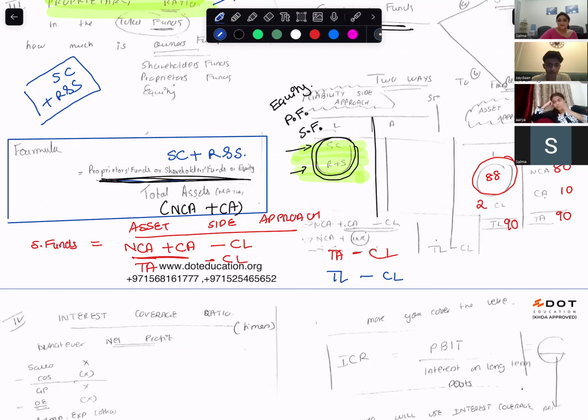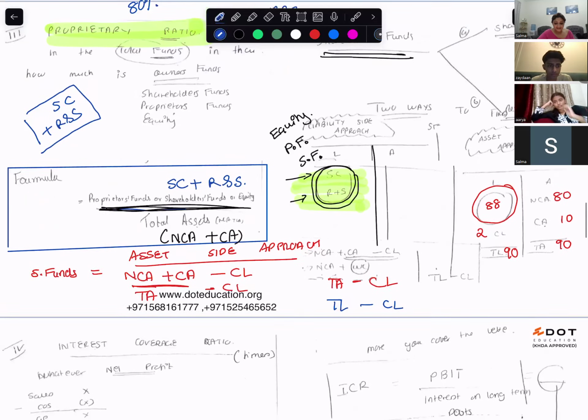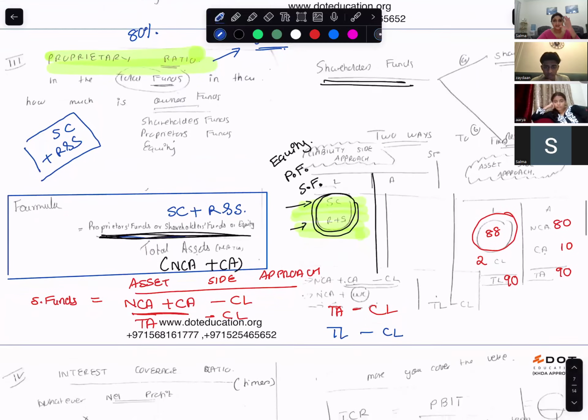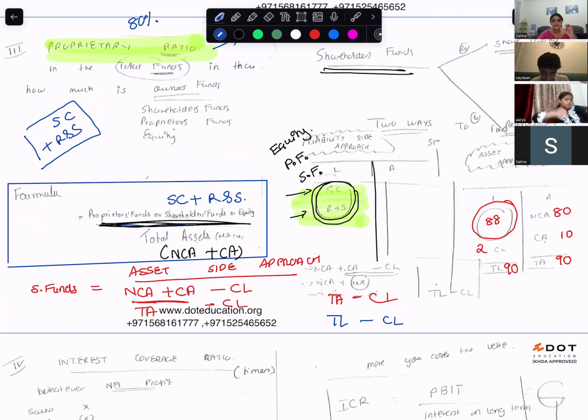Zaidan, giving you time, go through this slide, write the asset side approach and liability side approach to find the shareholders' funds. What is the meaning of proprietary ratio? What is the formula for proprietary ratio? Memorize, then I take you to the next formula.